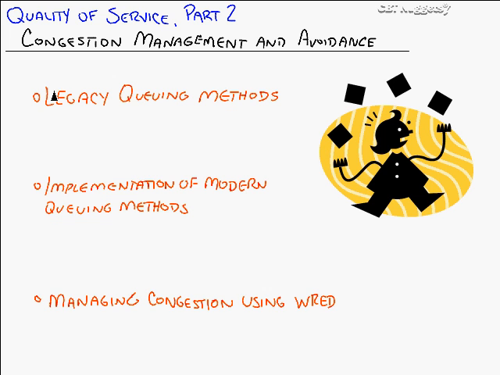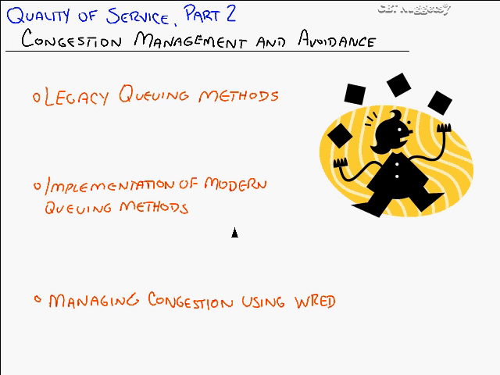So we're going to start off here talking about the legacy queuing methods. And you might think, well, Jeremy, why are we talking about the old way of doing things? Well, the reason is there are four major methods that used to be around and are still around in quality of service. They are FIFO, priority queuing, custom queuing, and weighted fair queuing. Some of you might have heard of some of those before.